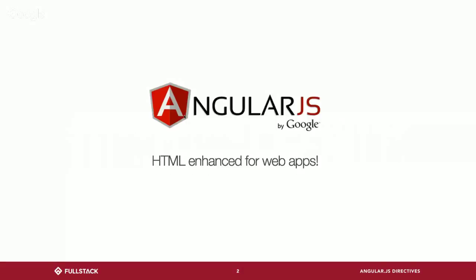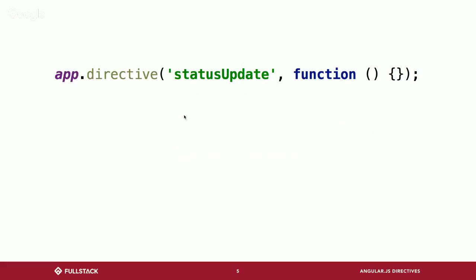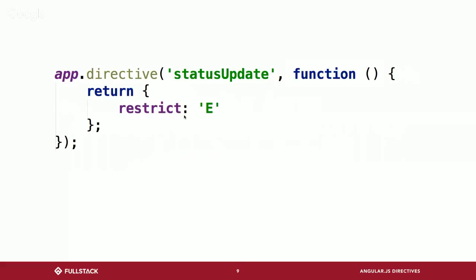So when we end up thinking about directives, we're looking at HTML enhanced for web apps, with our own attributes. It's your HTML, do what you want with it. So here's a directive. We've got a function, and here are some things that I didn't mention. You have to return an object for a directive. This is your directive definition.